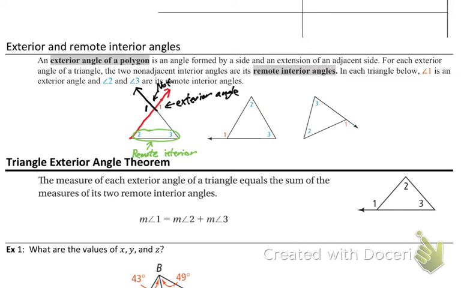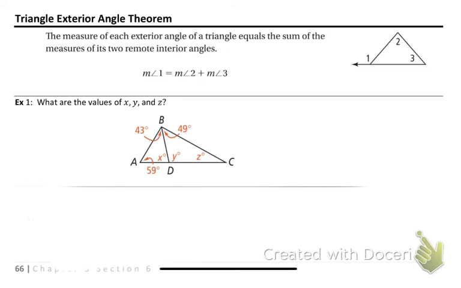Now, even more important than knowing what they are, we have to know this theorem. This theorem says your exterior angle equals the sum of your 2 remote interior angles. So, if you look here, this angle right here, measure of angle 1, is going to equal measure of angle 2 plus measure of angle 3.